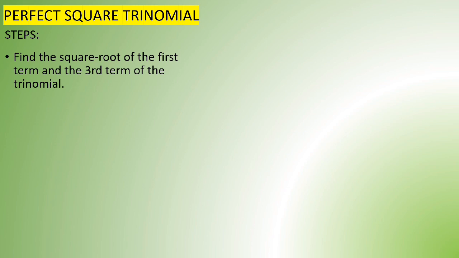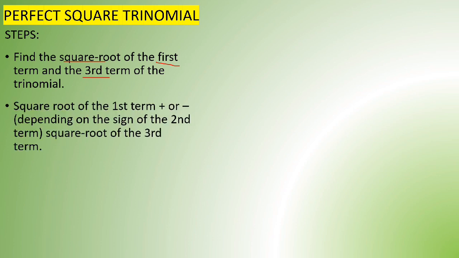First, find the square root of the first term and the third term of the trinomial. Ulitin natin yung unang term and yung last term or third term. Okay, square root. Next, number 2 step, square root of the first term plus or minus. So, ang paglagay natin ng sign is depende sa sign ng second term. Okay? Then, square root of the third term.